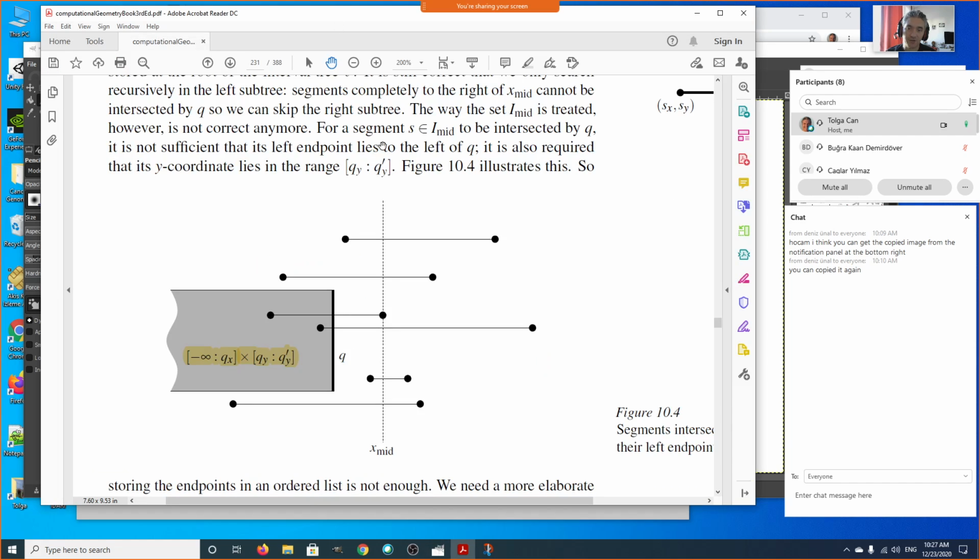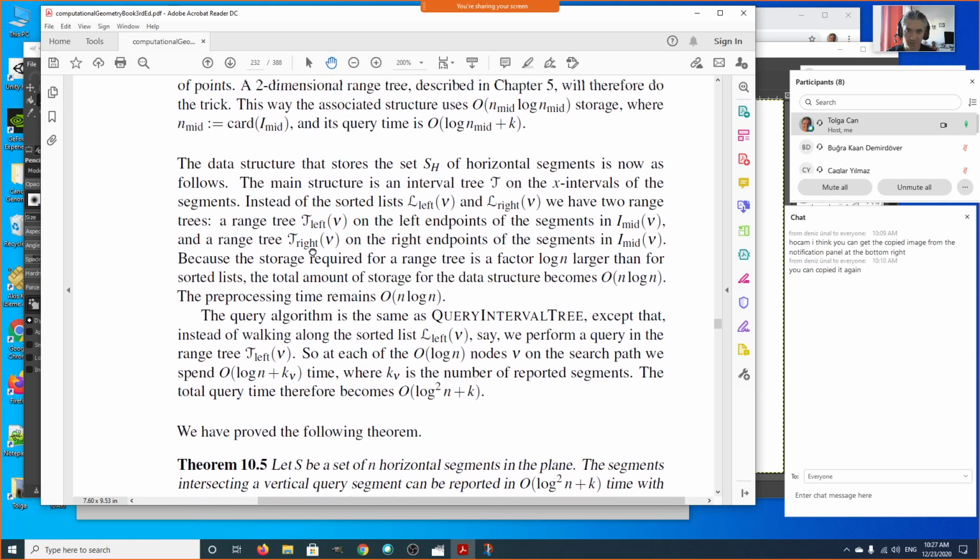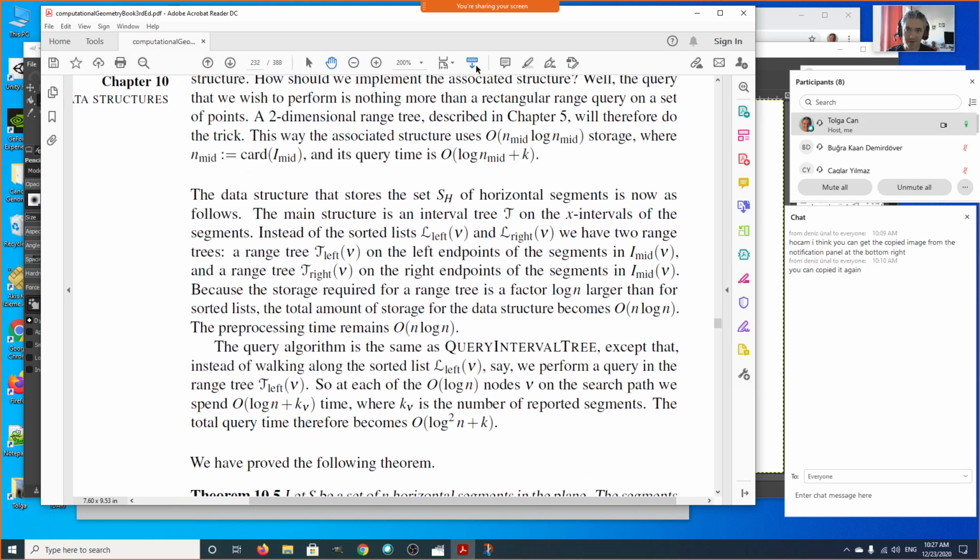So the associated structures now are converted from sorted lists to 2D range trees to extend the problem from 1D to the 2D version. So that's actually what is written here. This paragraph is telling exactly what I just told.